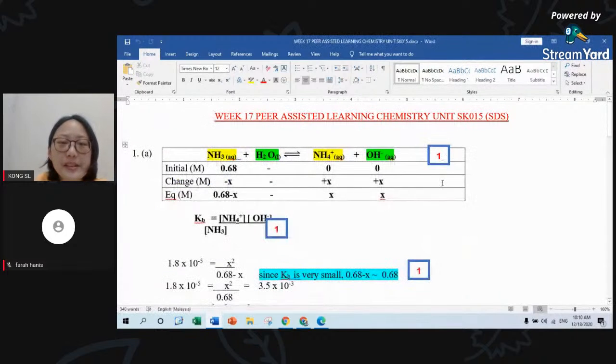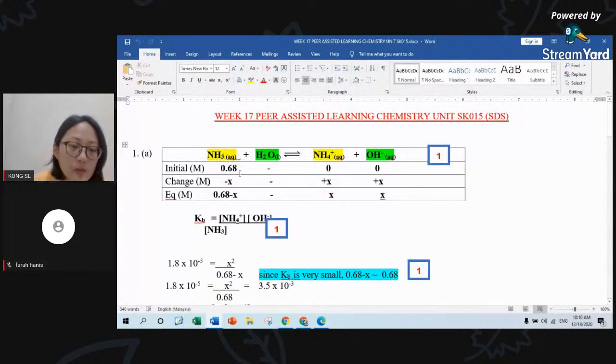Okay, as usual, step 1, you have to write down the equation. Always remember this is a weak base, so according to Bronsted-Lowry, it needs to accept a proton to form the conjugate acid. So no confusion. As long as you can identify the acid and base, you can write down the correct equation. Take note, must write down the phases: aqueous, liquid, aqueous, aqueous. This is a weak acid, weak base reaction, that's why it's reversible.